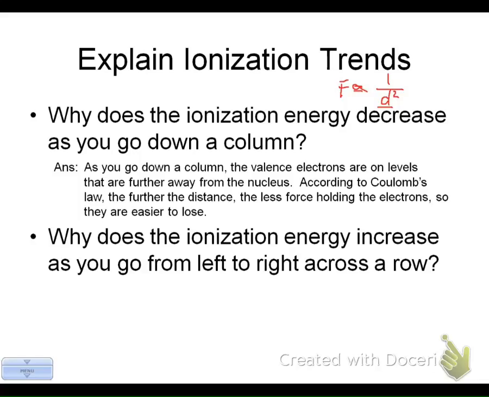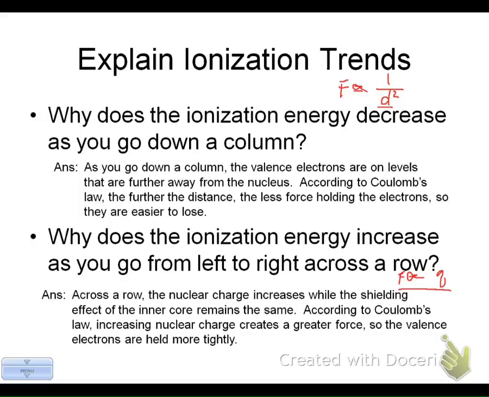Why does the ionization energy increase as you go from left to right across a row? Well, we can also use Coulomb's law to explain this, but instead of distance, we're going to use the part of Coulomb's law that says the force is proportional to the charge Q. On any row, all the atoms have valence electrons on the same energy level, the same energy ring, so the distance is about the same. But we know that the nuclear charge increases. The effective nuclear charge is increasing as you go from left to right. The shielding stays the same, so according to Coulomb's law, if the Q is going up, that is the effective nuclear charge, the force of attraction will increase. And so it will be harder to remove the electrons as you go to the right-hand side of the periodic table.